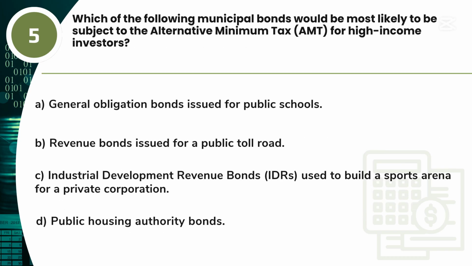Question 5. Which of the following municipal bonds would be most likely to be subject to the alternative minimum tax, AMT, for high-income investors? A. General obligation bonds issued for public schools. B. Revenue bonds issued for a public toll road. C. Industrial development revenue bonds, IDRs, used to build a sports arena for a private corporation. D. Public housing authority bonds.